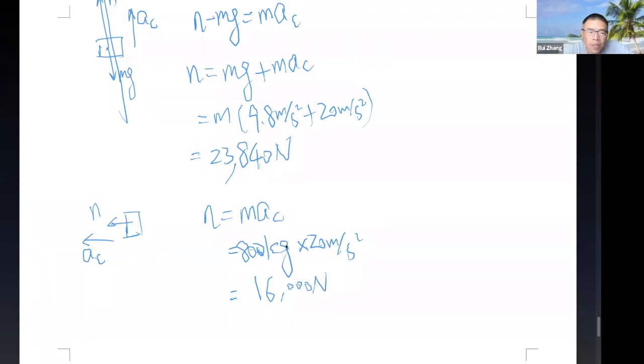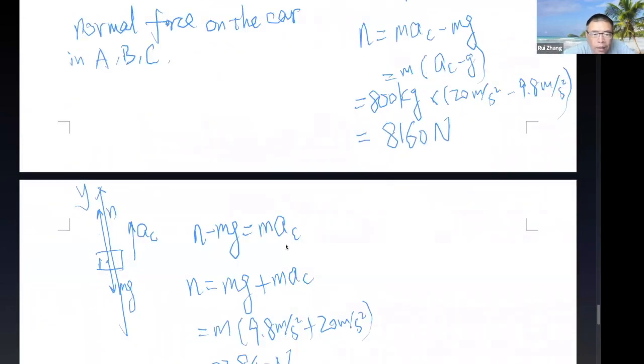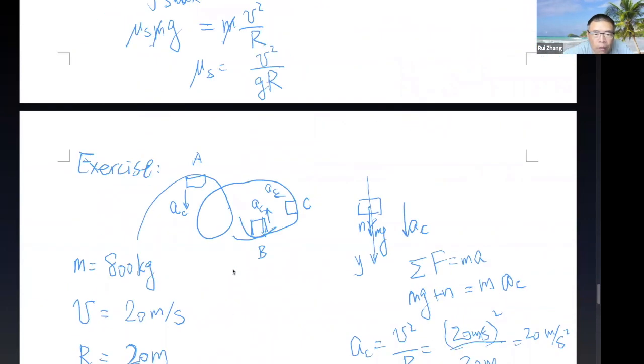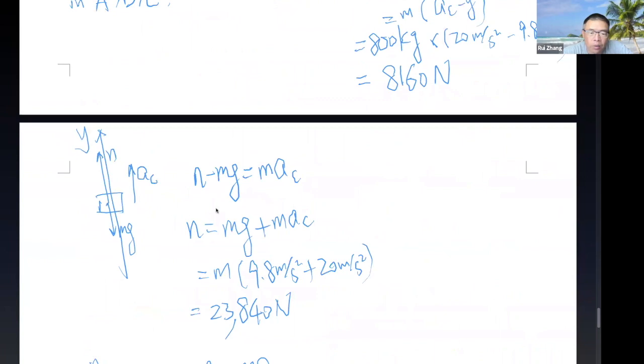So you see these three different cases, right? You got three different answers. Why is that? Essentially, the second case is the largest. You have the largest normal force because the gravity is going down. So in order to provide the same acceleration, you need a bigger force to balance the gravity and provide the acceleration at the same time. So it's like these two terms combined.